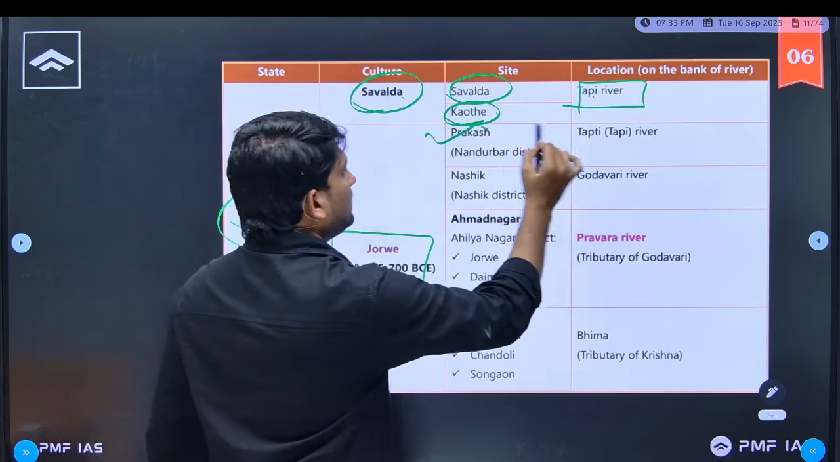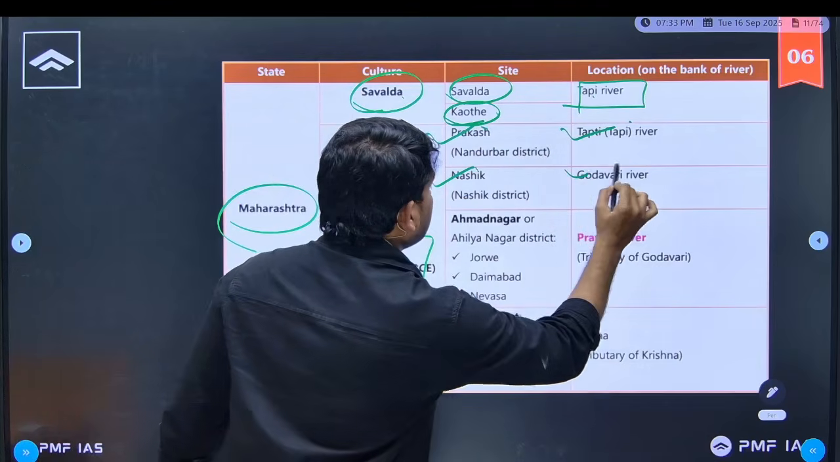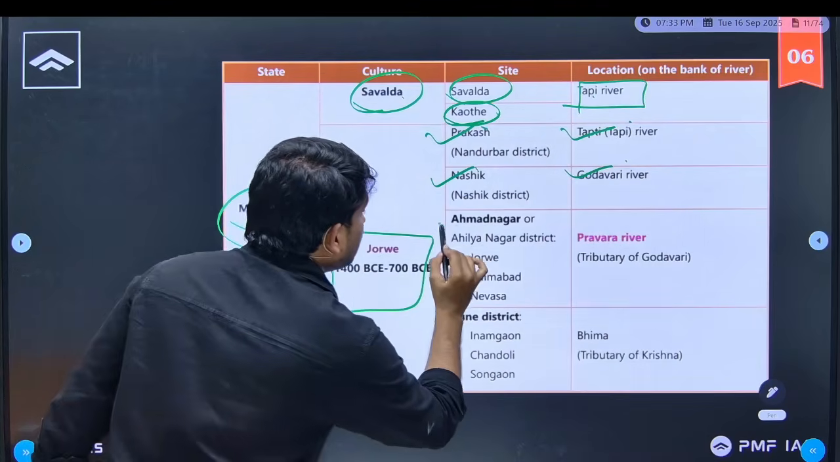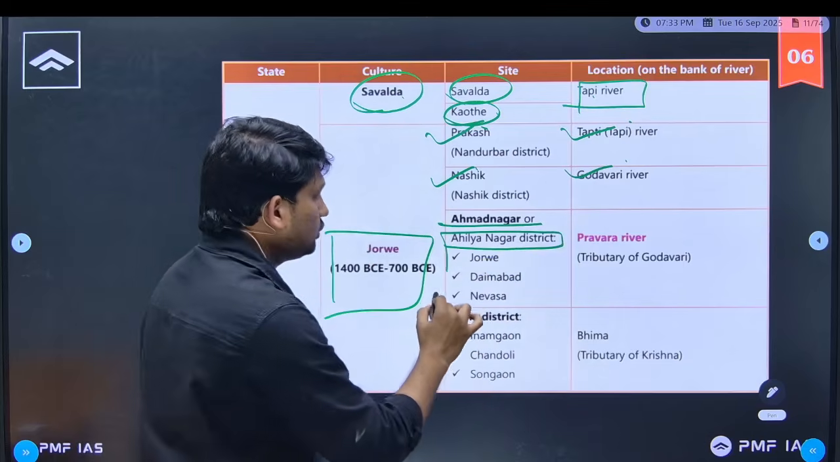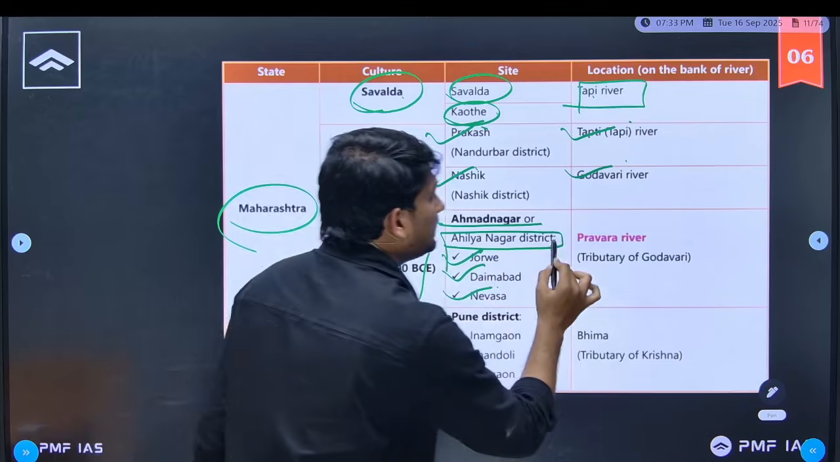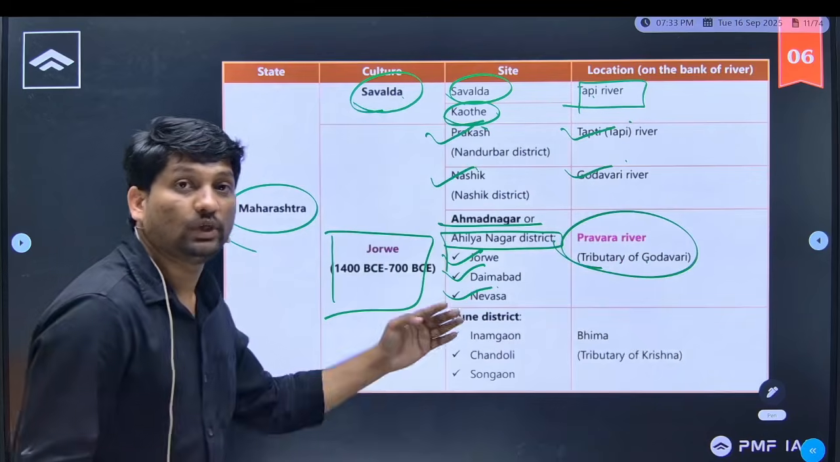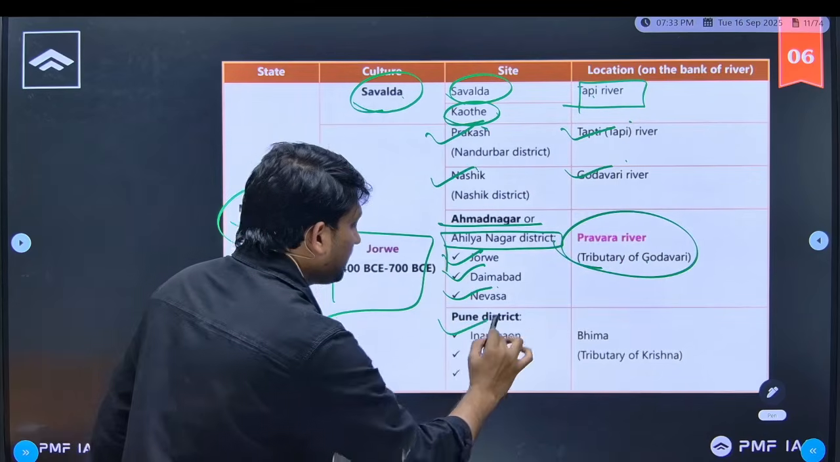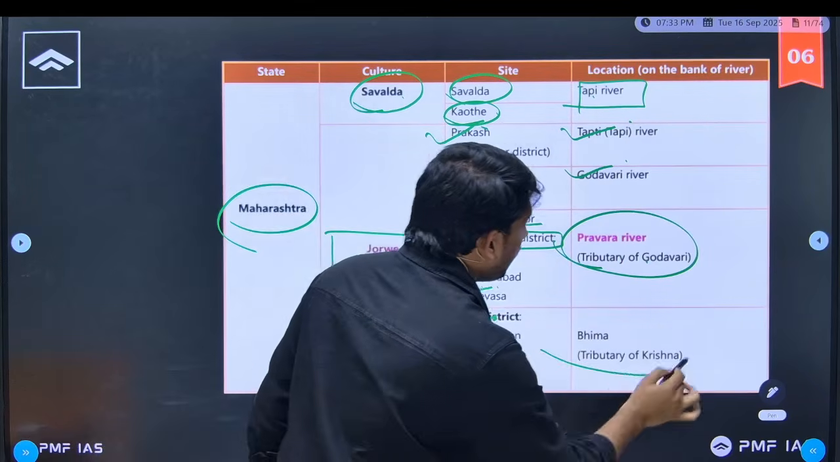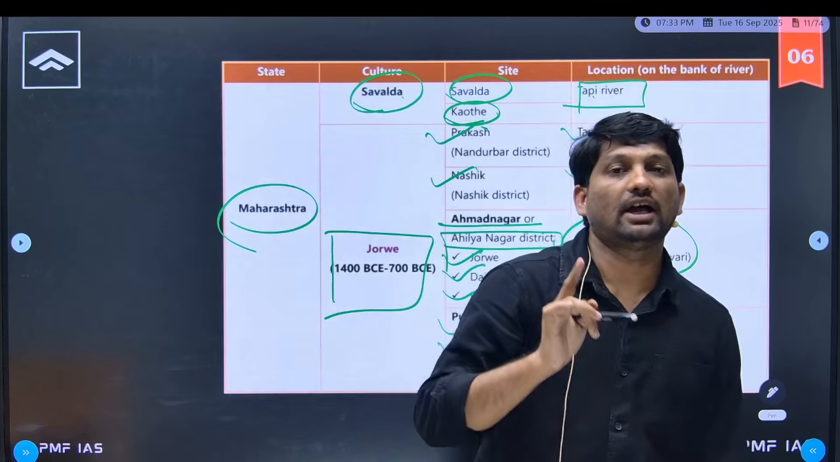Prakash on this Tapi river, Nashik on this Godavari river. In the Ahmednagar or Ahilyanagar district, Jorwe, Daimabad, Nevasa, all these are on this Pravara river. And in Pune district, Inamgaon, Chandoli and Songaon, all are located on this Bhima river.